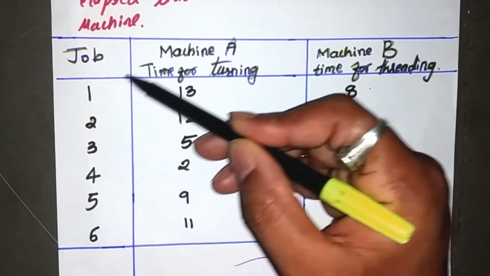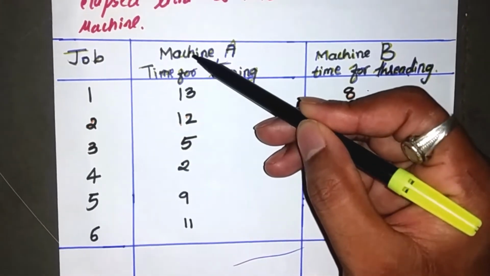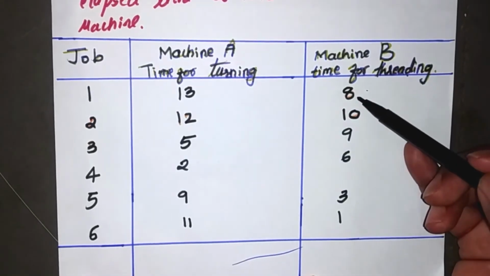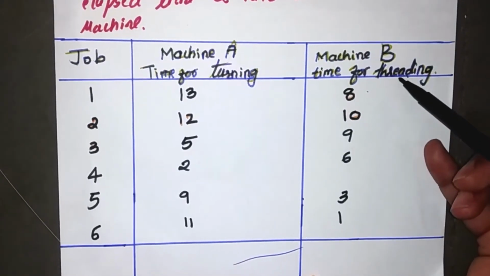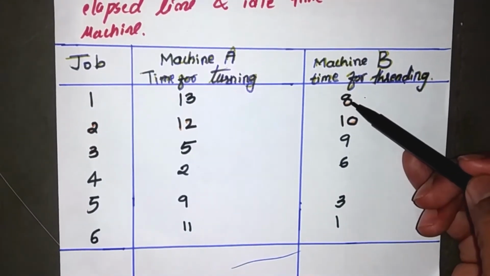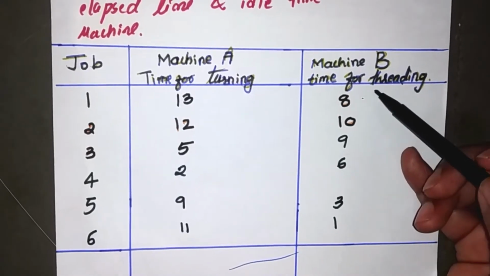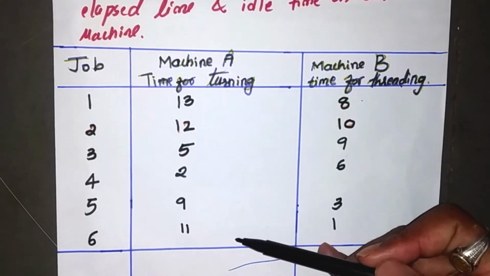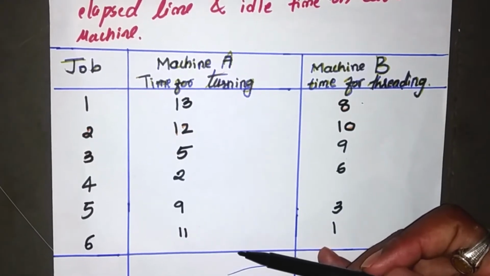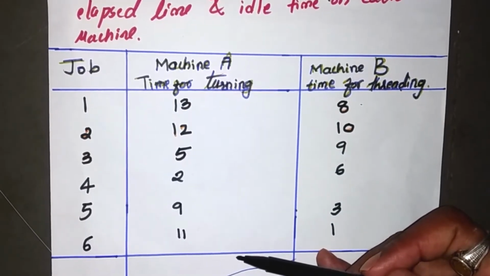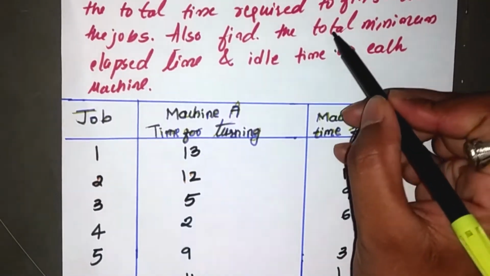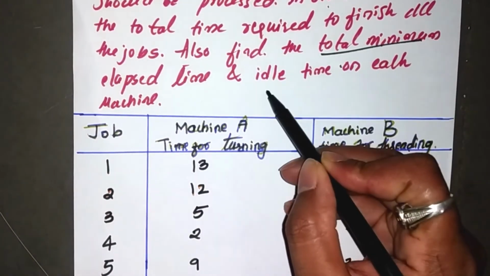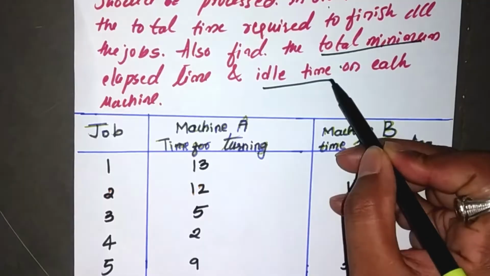Once job 1 completes on machine A, it will move to the second machine B, that is for threading operation, where it will take 8 minutes. Like this they have given for all the jobs. In this problem we first have to find out the optimum sequence, the second part will be finding out the total minimum elapsed time, and finally we have to find out idle time.